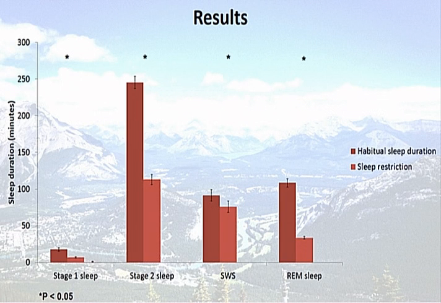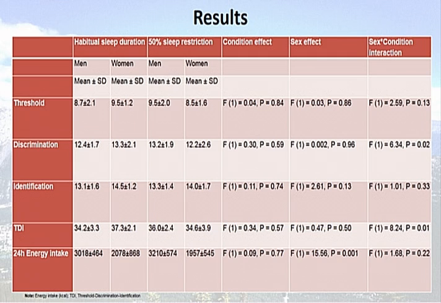This graph presents the differences in the amount of time spent in each of the sleep stages between the conditions. As expected, there was a significant difference in the amount of time spent in each of the sleep stages between the habitual sleep and sleep restriction condition. And this table simply presents the condition and sex effects, and finally the sex by condition interactions for each of our outcomes. The four variables relate to odor performance, and finally 24-hour energy intake.